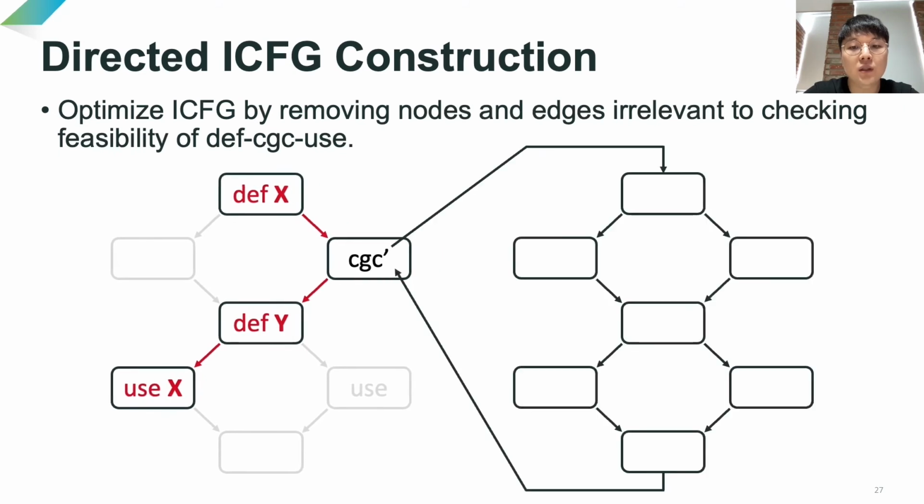First, suppose that the previous CFG expands to this ICFG, and the CC prime function internally triggers the CC function at this node. In this ICFG, we can remove nodes and edges that are disconnected from the CGC node because a feasible def-CC use requires a call to the CC function.